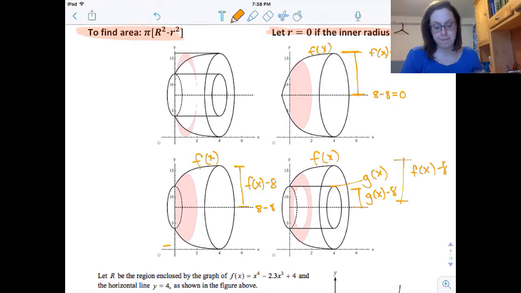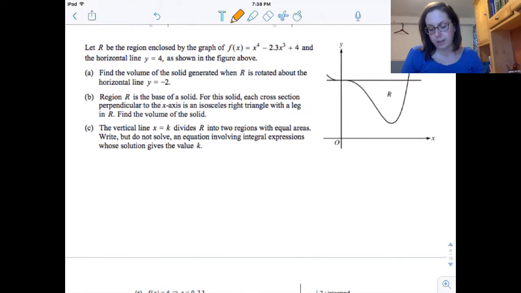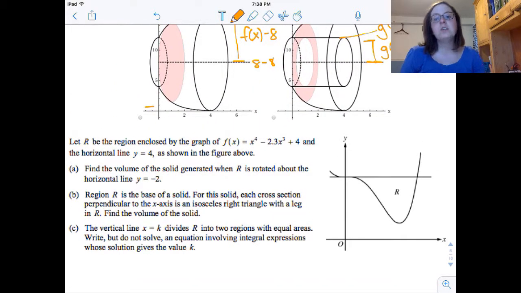Okay? So let's look at this one. R is the region enclosed in the graph of this and the horizontal line y equals 4. And you can't see that. There we go. So we want to find A, the volume generated when R is rotated around y equals -2. B, the base of the solid if this is an isosceles triangle. And C, I want to find a value of k, but do not solve an integral expression to find a value of k that divides it into 2 equal areas.